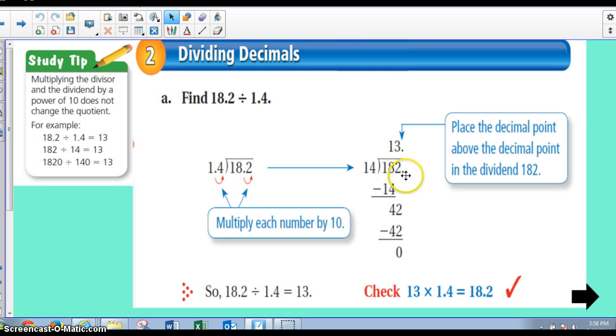And notice in 182 they did put a decimal point there, and you can do that to help you out, so that you understand what's happening here. And also, if it doesn't come out evenly, when you add your zeros, it'll be to the right of the decimal point.